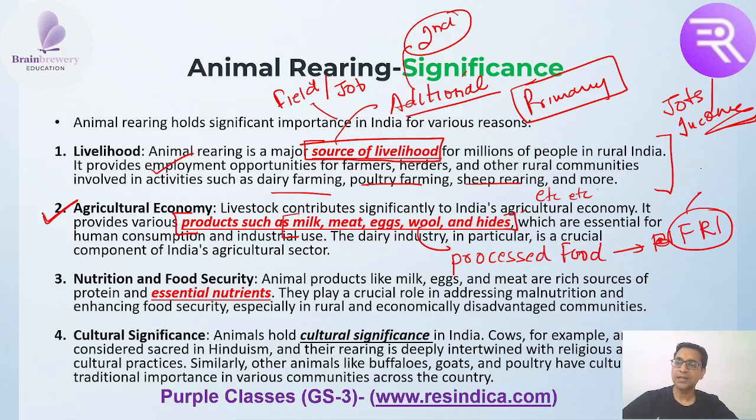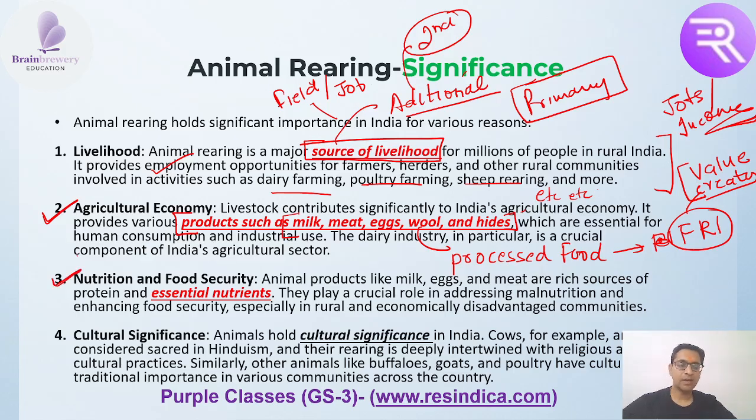So again there is a value creation, and people get a lot of value from their products, and this value is shared with the agriculture farmers or animal rearing farmers. Then animal rearing also provides nutritional and food security.